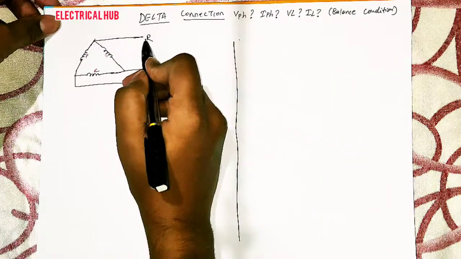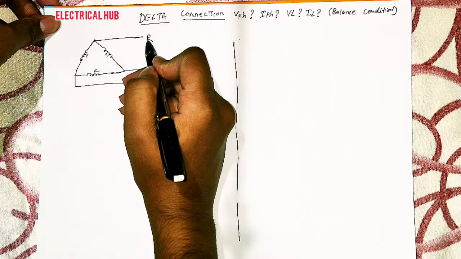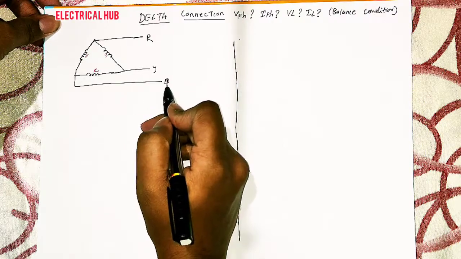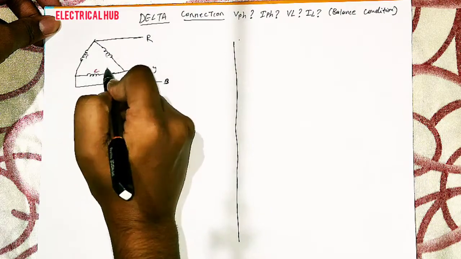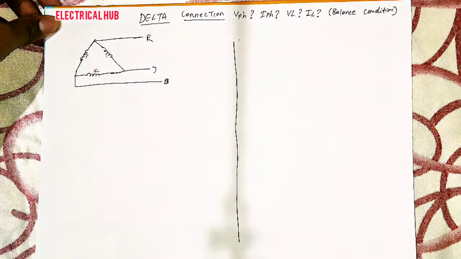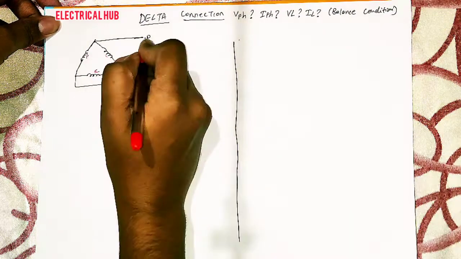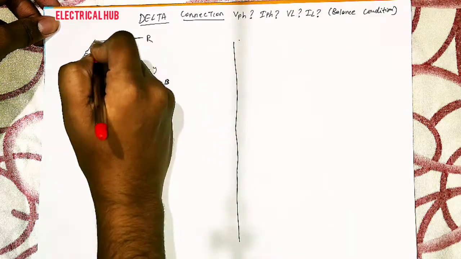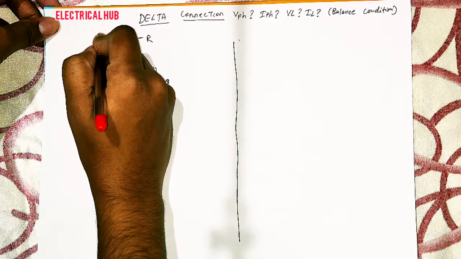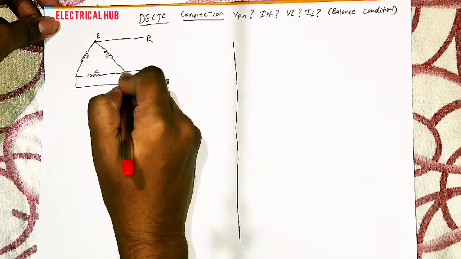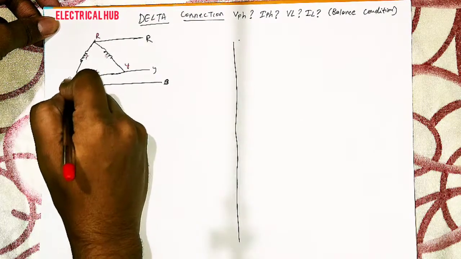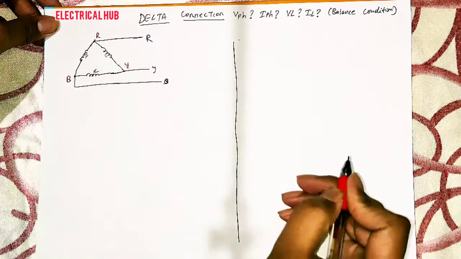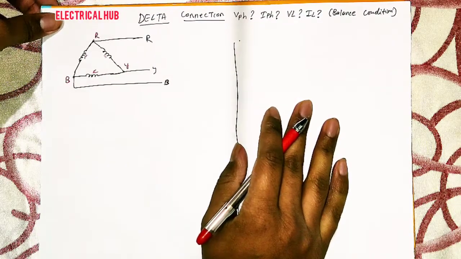This R means red wire, this Y means yellow wire, and this B means blue wire. And these are the three windings which are completed and named as a delta connection. And we can say that this is a junction point, which can also be called R, and this point can be called Y, and this point can be called B. Alright, and let's talk about the line voltage.